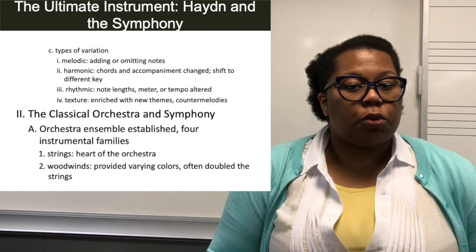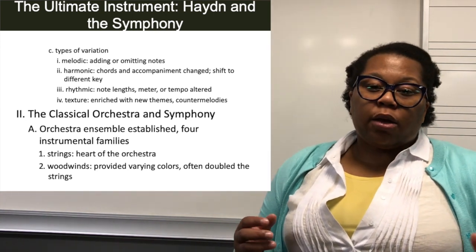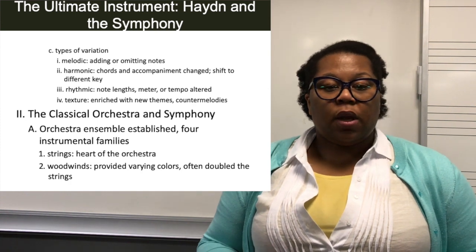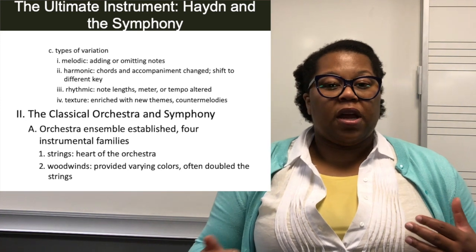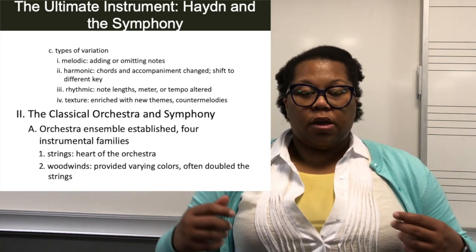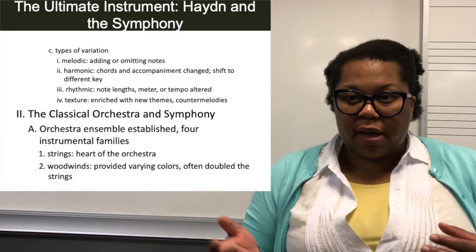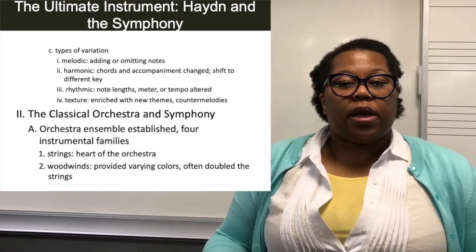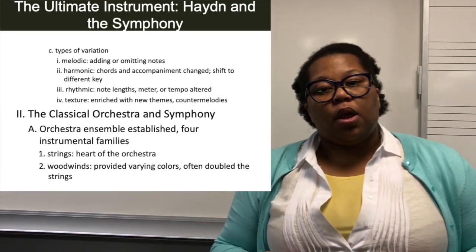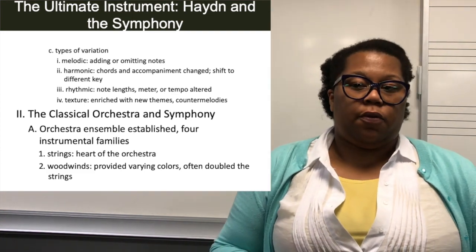Now, the types of variations vary depending on what the composer wants to do, but you could have a melodic variation, where you're adding or omitting certain notes. You could have a harmonic variation, where the chords and the accompaniment have changed. So the background music, the harmony itself, could change, meaning it could be in a different key, or we can have a rhythmic variation, where we change the note lengths or the meter or even the tempo itself.